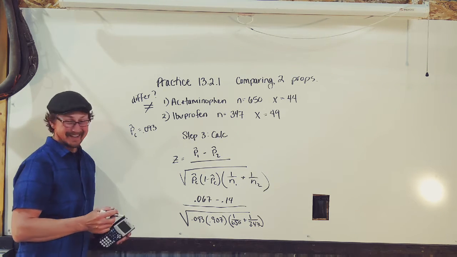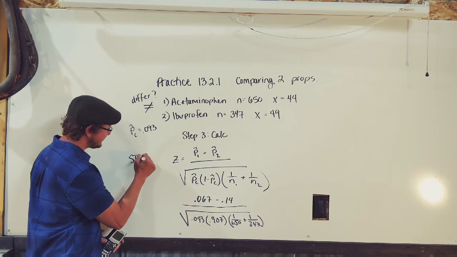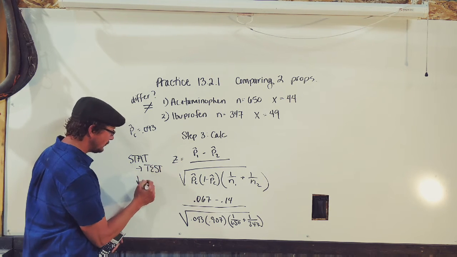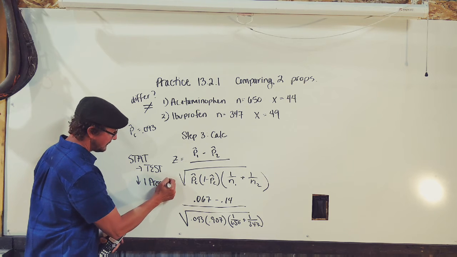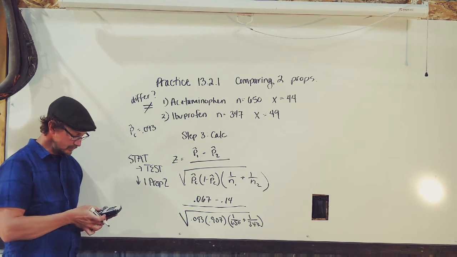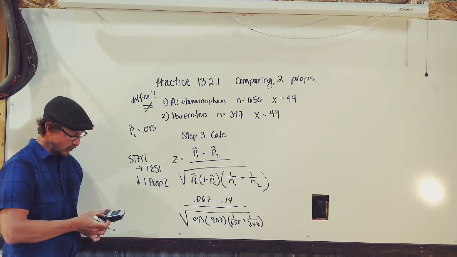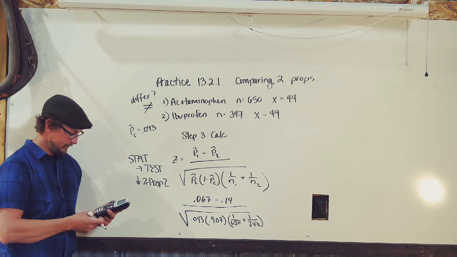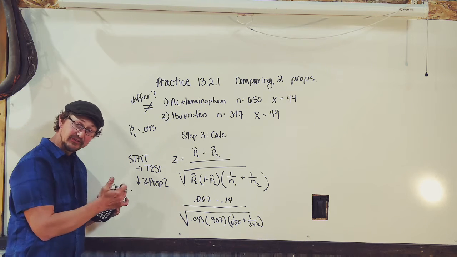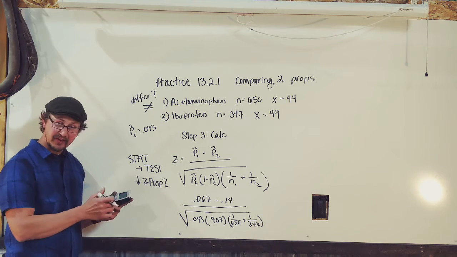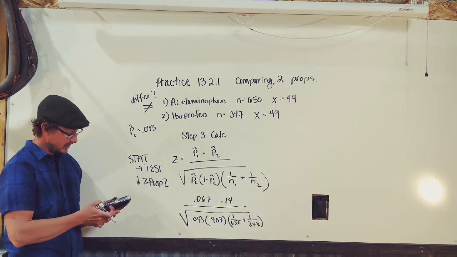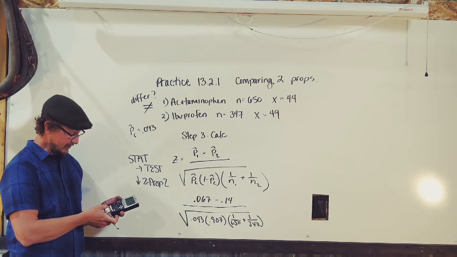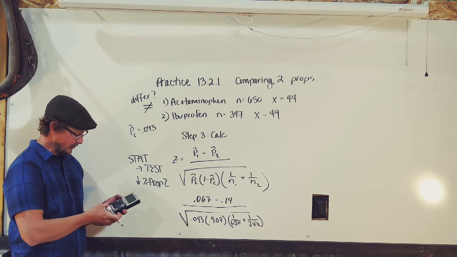What I'm going to put in my calculator is me going to stat over to the test menu and down to the one proportion z-test. So stat over to the test menu, one proportion, or two proportion z, my bad, sorry, two proportion z, and it's going to ask me for my successes and my trials for the two populations. So I'm going to drop in 44 and 650, and I'm going to drop in 49 and 347.